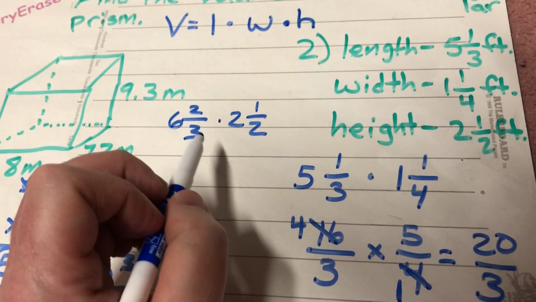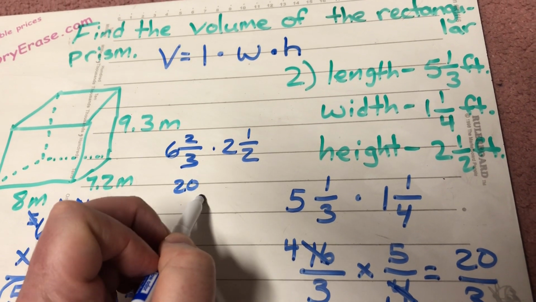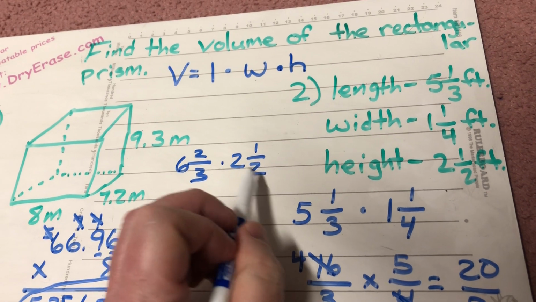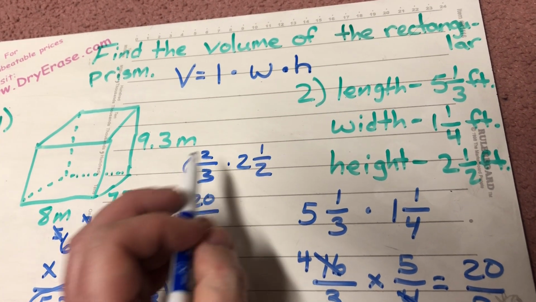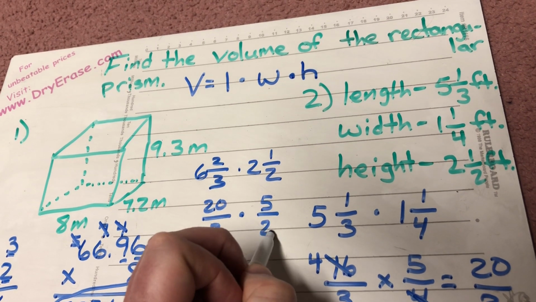Everything needs to become a fraction. 3 times 6 is 18, plus 2 is 20. So that's going to become 20 over 3. 2 times 2 is 4, plus 1 is 5. So it's going to become times 5 over 2.